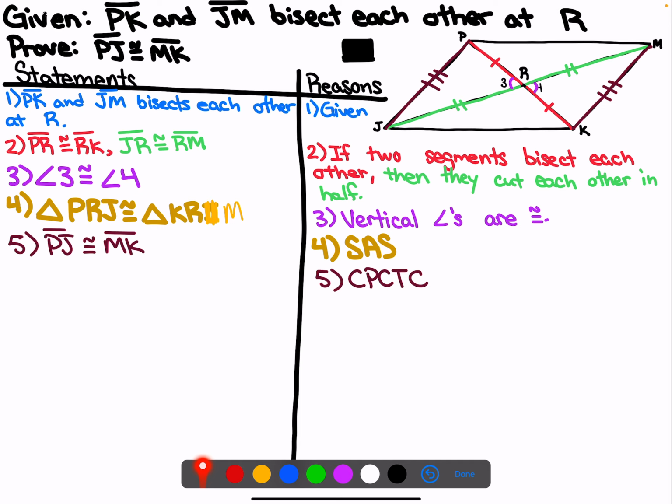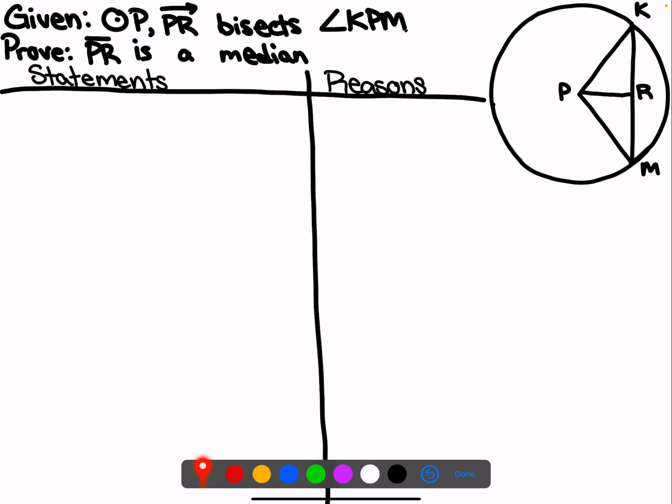All right, let's move on to our next proof. This time, we're given circle P, and that PR bisects angle KPM. We would like to prove that PR is a median. So if PR is a median, we know that medians intersect at the midpoint of the opposite side, so R would have to be a midpoint. For R to be a midpoint, that would mean that KR and RM are the same length. So that's what we're going to be working towards. If we can prove that KR is congruent to RM, that would prove that PR is a median.